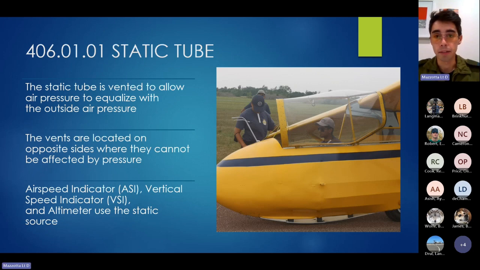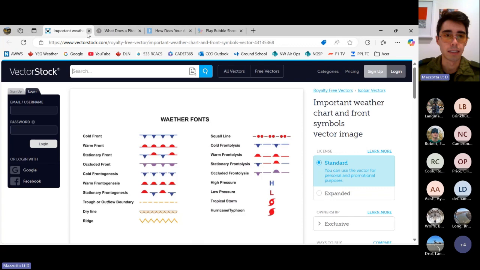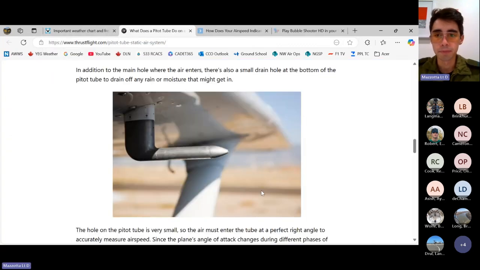And the airspeed indicator or the ASI, the vertical speed indicator or VSI, and the altimeter all use the static source. And I'll show you another photo here of what they look like on other aircraft, so you might be more familiar with it at a later time. So here's a pitot tube, pretty straightforward. They all kind of look like this in some way, shape, or form. On the 172, they're usually found just underneath the leading edge of the wing in the center of the airflow.